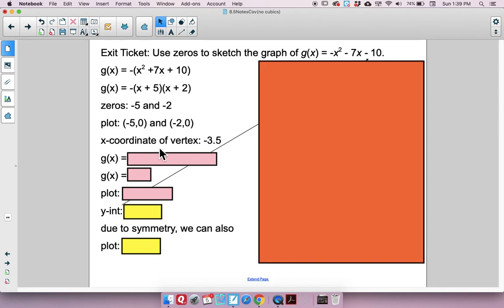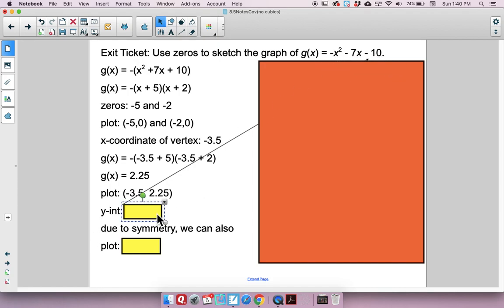Well, we have our axis of symmetry, x equals negative 3.5. Got to figure out that vertex. So hopefully you plugged in negative 3.5 for x. Y, or g of x, ends up being 2.25. So that just gave us our vertex. So we can plot negative 3.5 and 2.25. We now have 3 points. What's my y-intercept? Oh yeah, from this form, I know it's just the negative 10, so I could plot 0, negative 10.